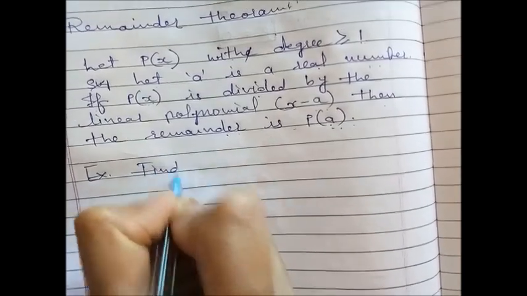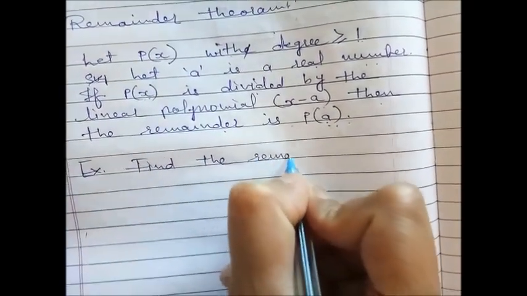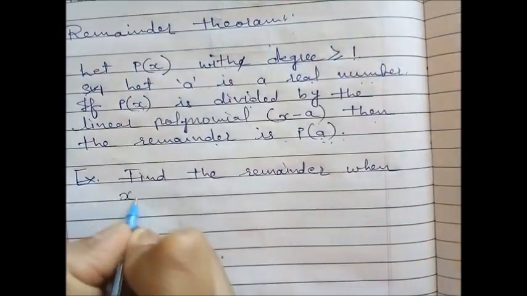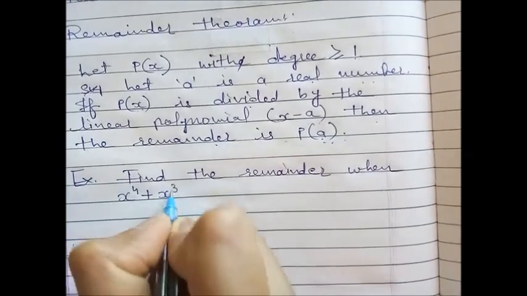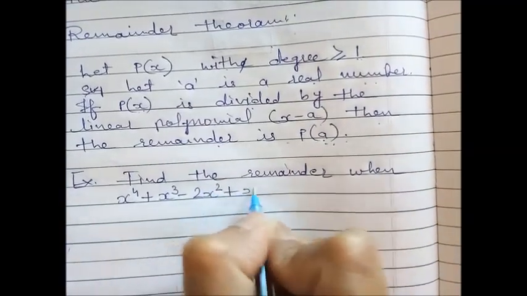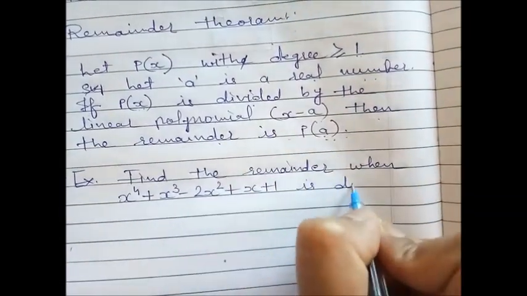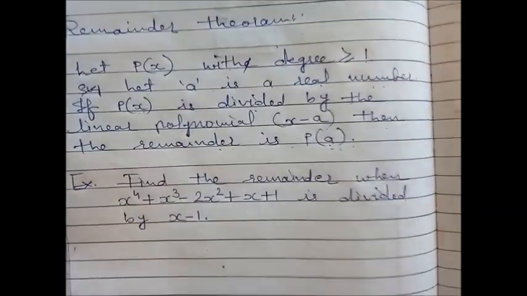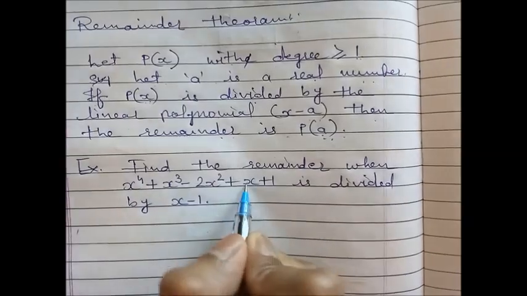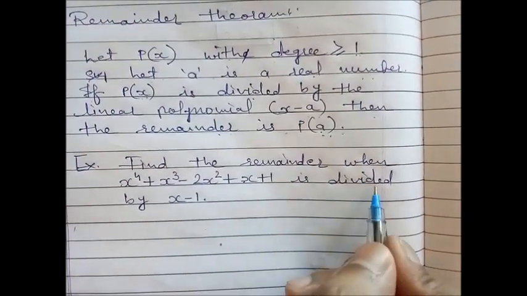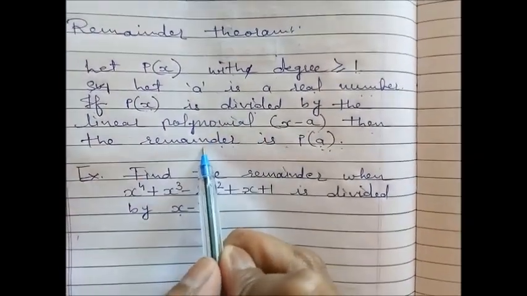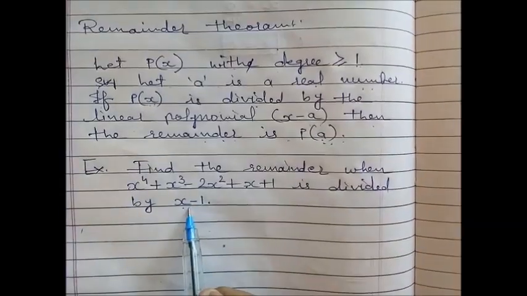Now I will give one example for this so that you can understand. For example, find the remainder when x raised to 4 plus x cube minus 2x square plus x plus 1 is divided by x minus 1, right? You have been given one polynomial and you have to find what will be the remainder when it is divided by x minus 1.